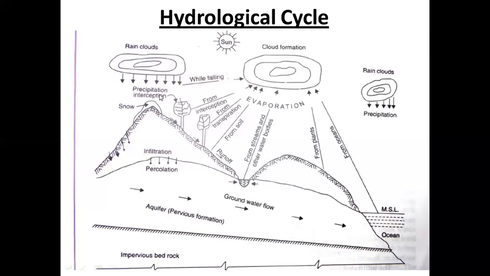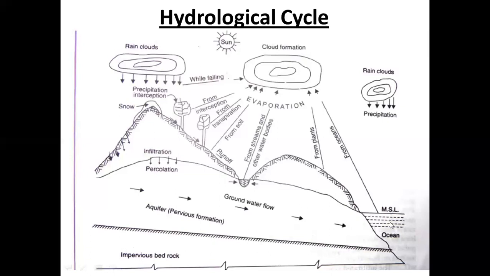So it flows through the aquifers as such. Then whatever precipitation, that is the rainfall, flows on the surface in the form of runoff. It goes and settles in small ponds or lakes, and sometimes it flows into the ocean also.